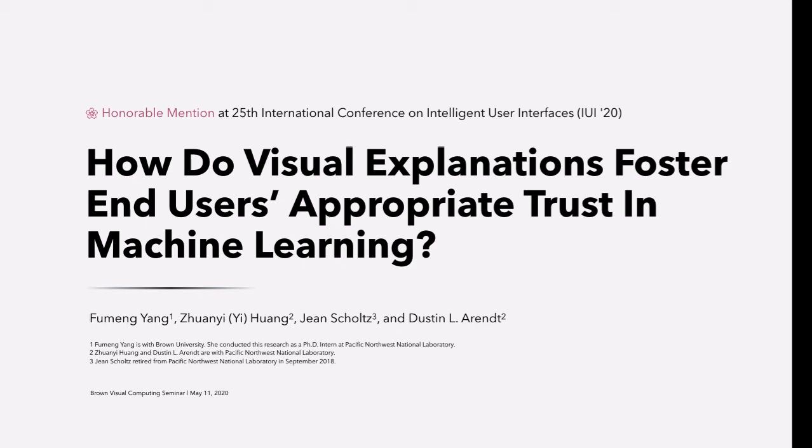My name is Fumeng. I'm a fourth/fifth year PhD student at Brown University. So I would like to talk about my intern work, which I did with PNL, where we introduced the concept of appropriate trust. And let's look at how visual explanations foster end users' appropriate trust in machine learning.